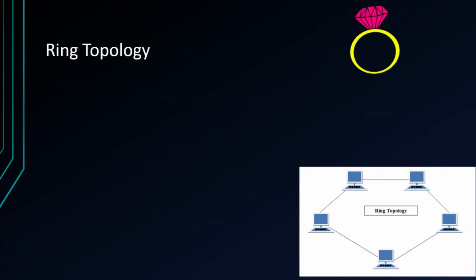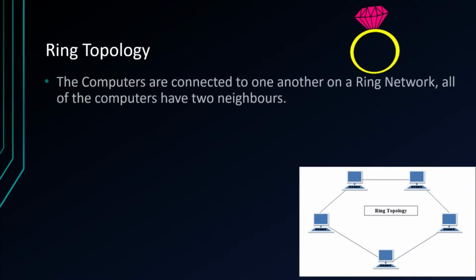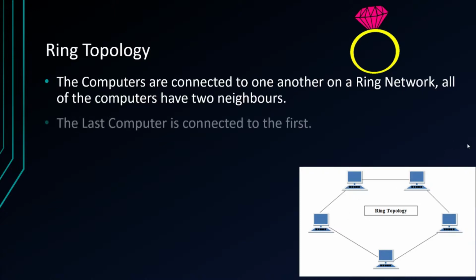So the next topology we're going to be talking about is the ring topology. So the computers are connected to one another on a ring network. All of the computers have two neighbours, so you can see here they're in a ring, and each computer has its own two neighbours. So the last computer is connected to the first on the network, so let's assume this is the first, loops round, there's the last, and the last we can see is connected to the first one there.